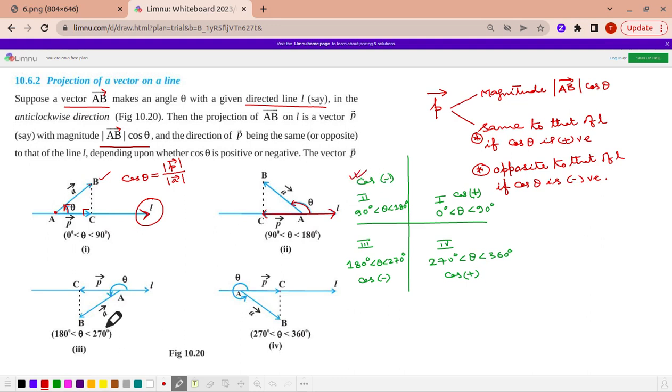Now let's come to the value of theta when it is 180 degree to 270 degree. Between 180 degree and 270 degree, this is a case where the angle between the directed line and the vector is 180 degree measured in the anti-clockwise direction. Here also you see the vector P is in this direction and the vector L is in this direction.